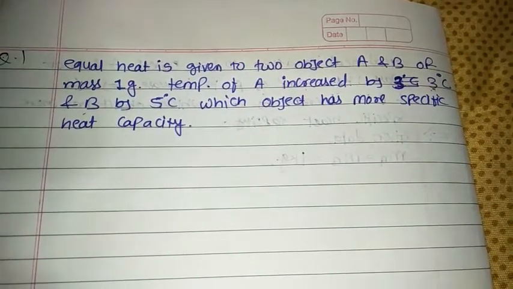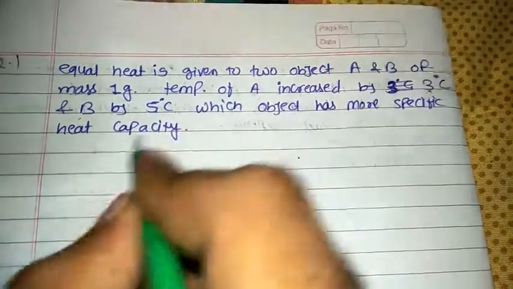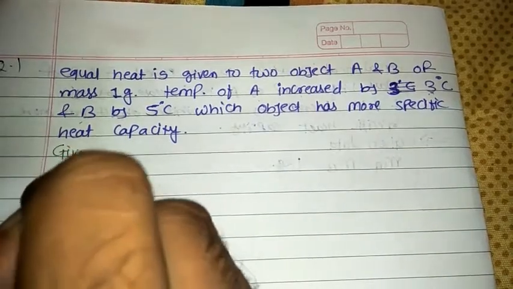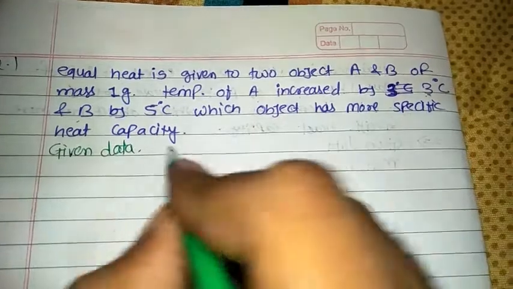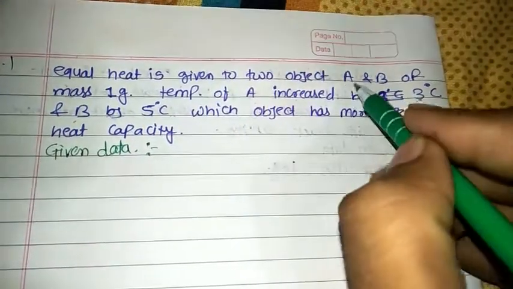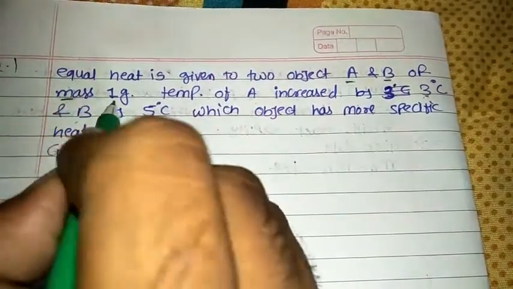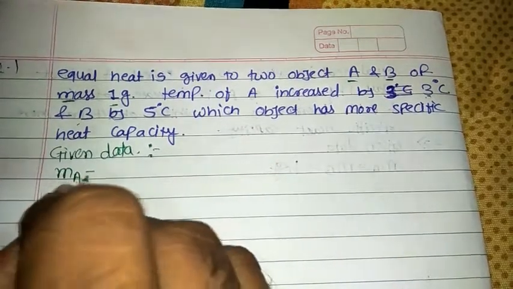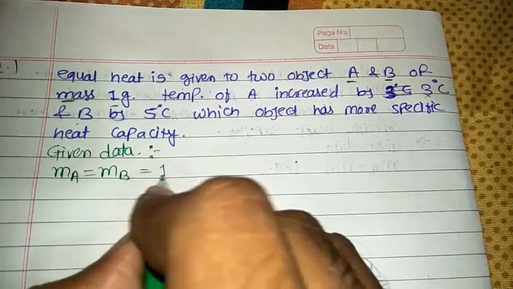See students, whenever a numerical is given, firstly you have to write down the given data. What is meant by given data? Given data is nothing but the quantities which we get in the numerical. Here two systems are given, A and B, where masses are equal, that is 1 gram. Mass of system A is equal to mass of system B, which is equal to 1 gram.